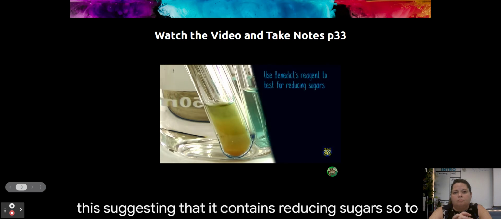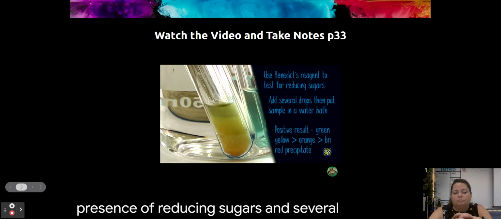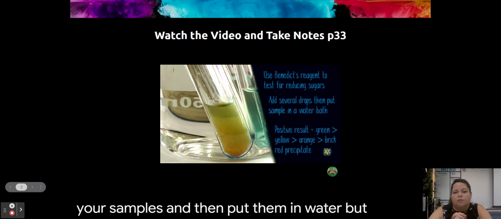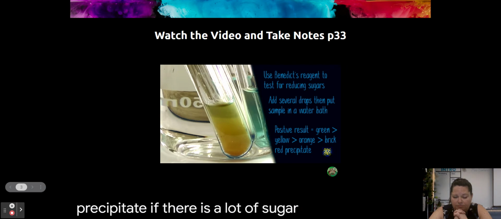So, to summarise, we use Benedict's reagent to test for the presence of reducing sugars. Add several drops to your samples and then put them into a water bath. Depending on how much reducing sugar is present, it'll first turn green, then yellow, then orange, and it could form a brick red precipitate if there is a lot of sugar present.